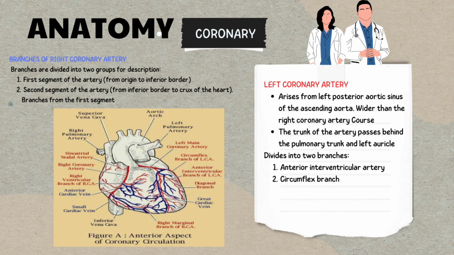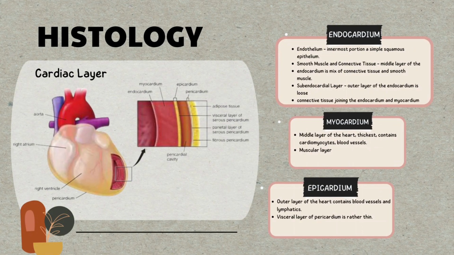The trunk of the artery passes behind the pulmonary trunk and left auricle. It divides into two branches, which are the anterior interventricular artery and the circumflex branch. So we move to the histology of the heart. Basically, I will talk about the cardiac layers.